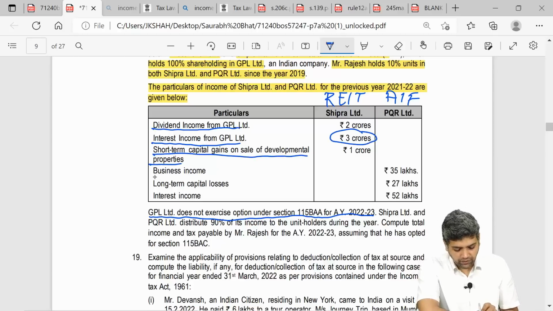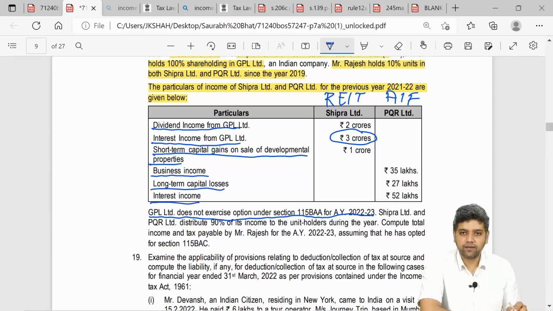As far as AIF is concerned, there is a business income, long term capital loss and interest income. So let's first concentrate on the REIT. As far as REIT is concerned, because GPL has not exercised option under section 115 BAA, this particular dividend income would not become taxable in the hands of the unit holder. Had GPL exercised the option under 115 BAA, then the dividend income would be taxable on pass-through basis in the hands of the unit holder.